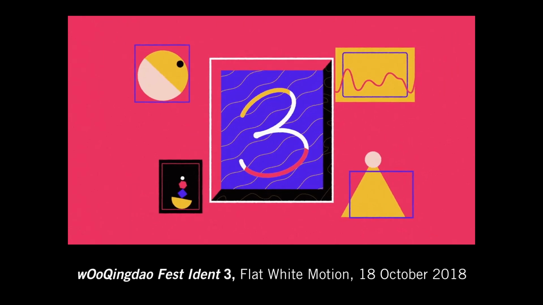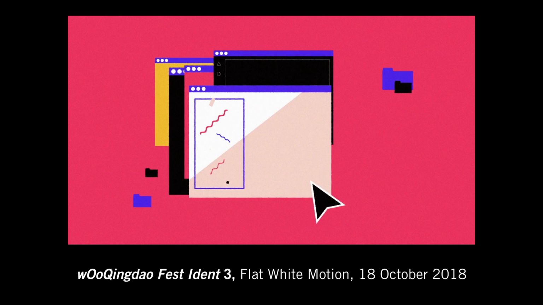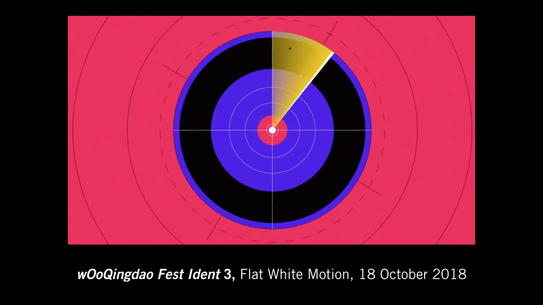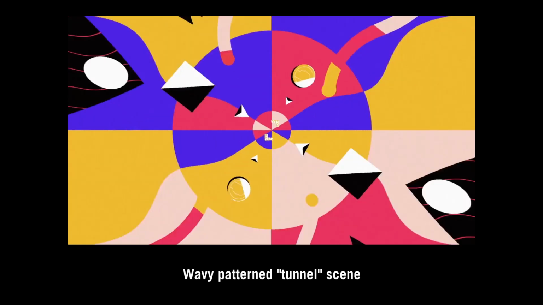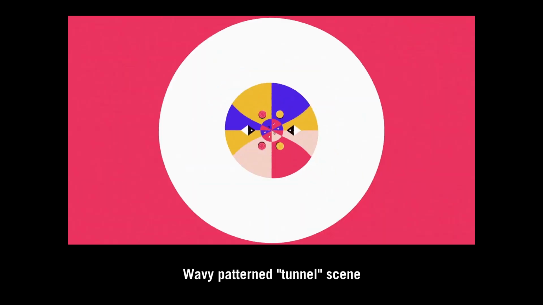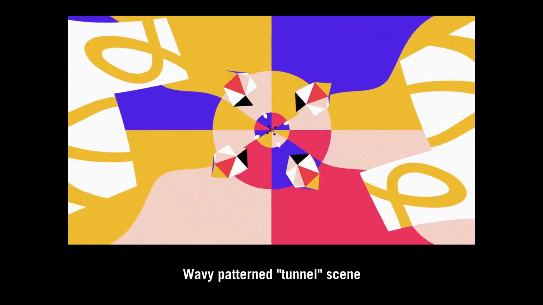Today we're going to recreate this colorful wavy pattern tunnel that was done by Flatwhite Motion. I'm doing yet another master study of the series of Ident that they did for wOoQingDao Fest. The scene we'll be recreating will be this one. Let's analyze this scene at a slower speed. What do you notice?